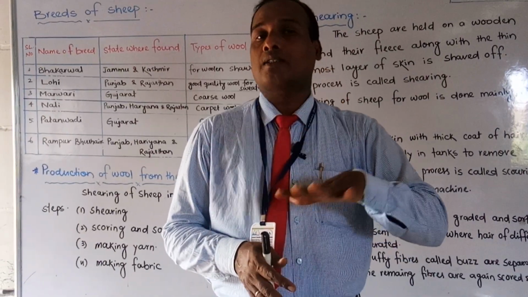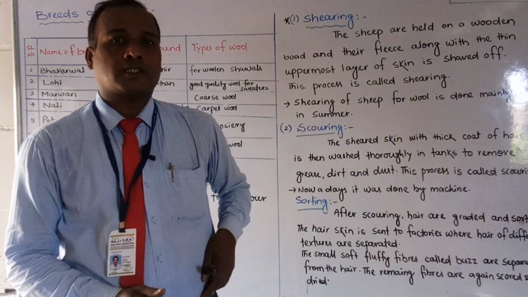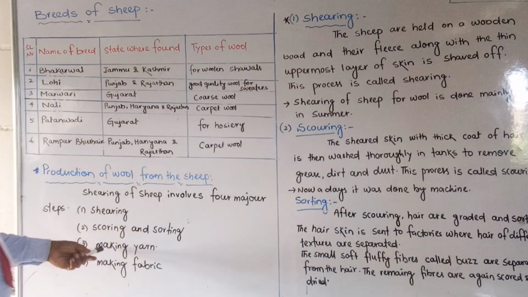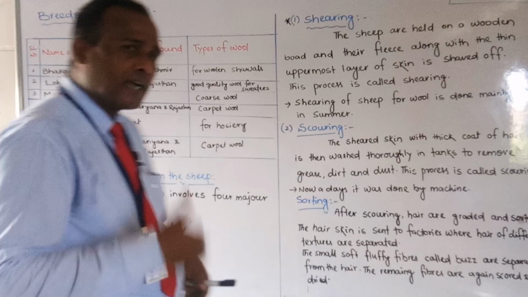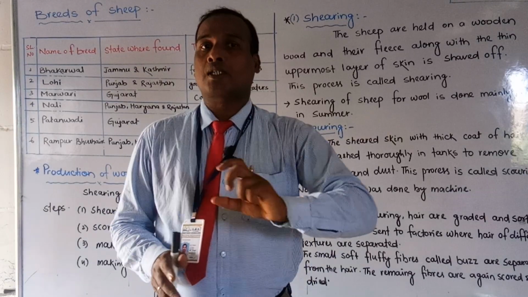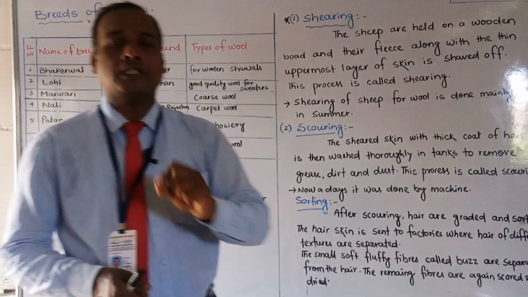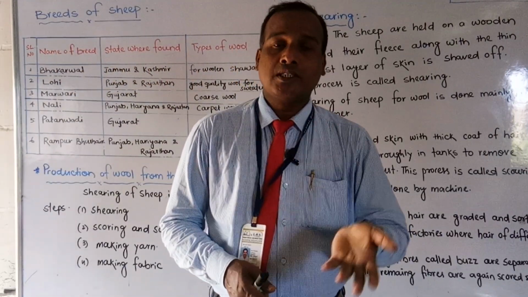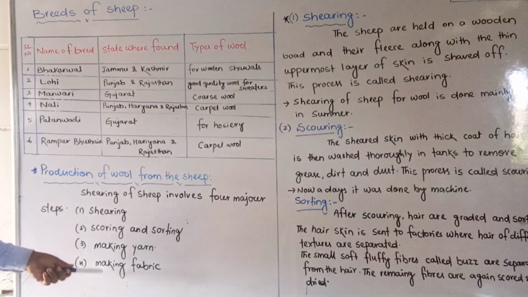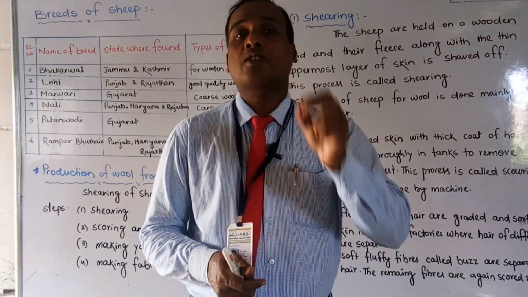Generally there are 6 steps in books, but if you say it mainly, there are 4 steps. One is shearing, second is scouring and sorting, third is making yarn, and fourth is making fabric. Dyeing is another step. There are generally 6 steps in your textbook, but 4 major steps are very important. First is shearing, second is scouring and sorting, third is making yarn, and fourth is making fabric. First of all, what do we mean by shearing? We have to understand this first step.